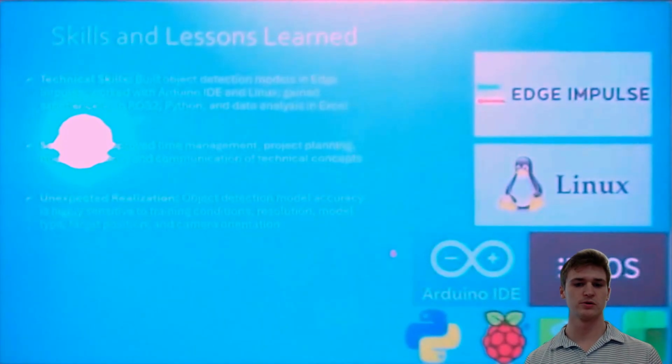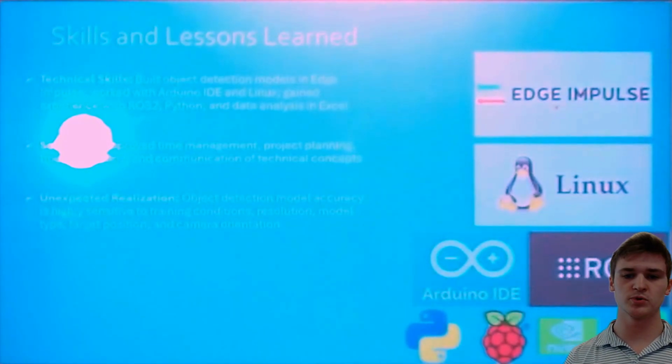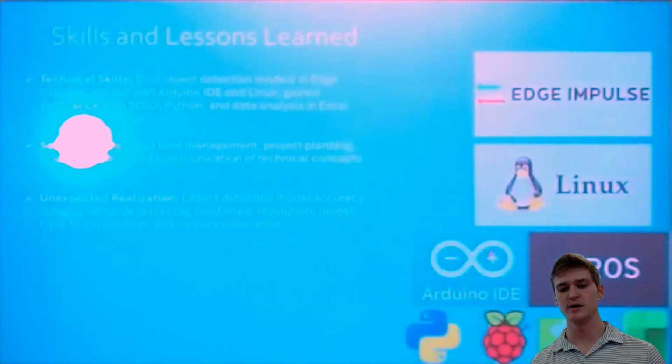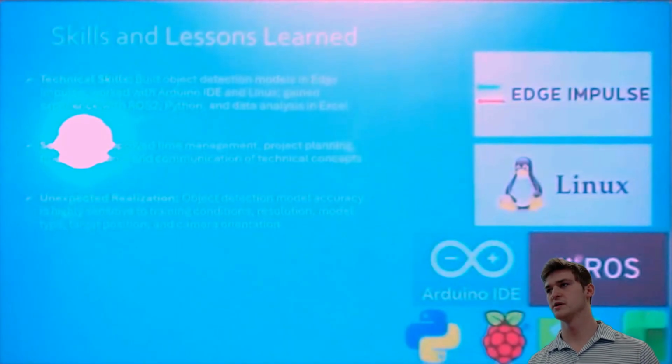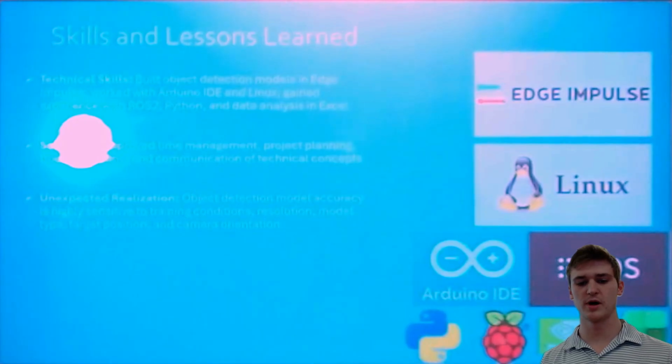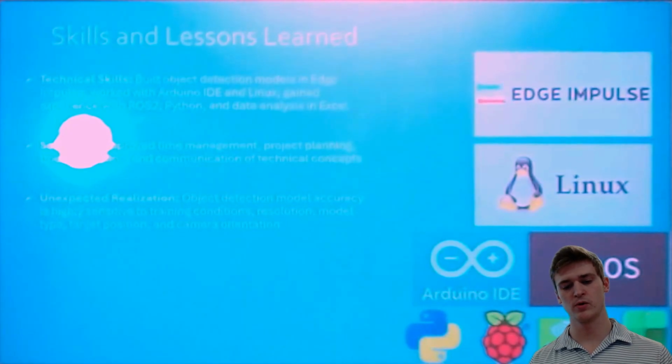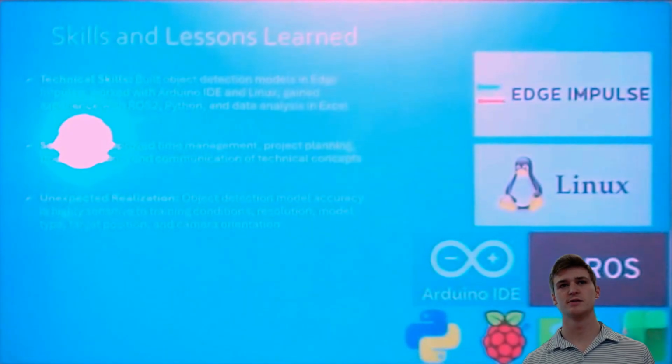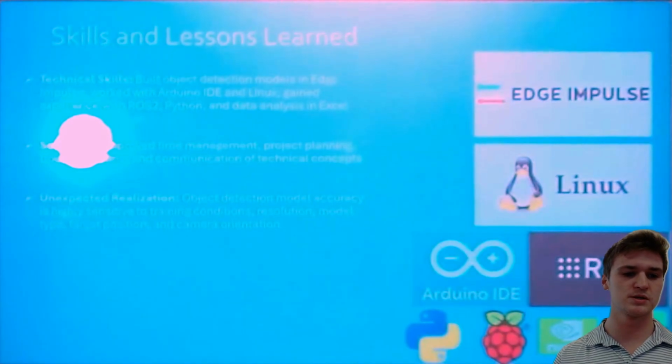So, skills and lessons learned. I got familiar with using Edge Impulse, Linux, Arduino IDE, Robot Operating System, which I'll talk about on the next slide, Python, Raspberry Pi, NVIDIA Jetson Orin Nano, and then data analysis in Excel for the different tables and plots.